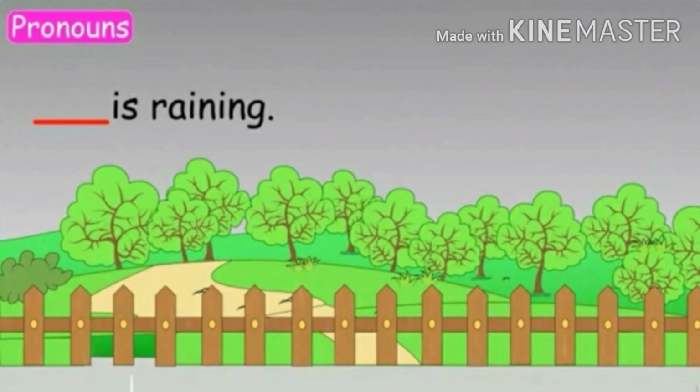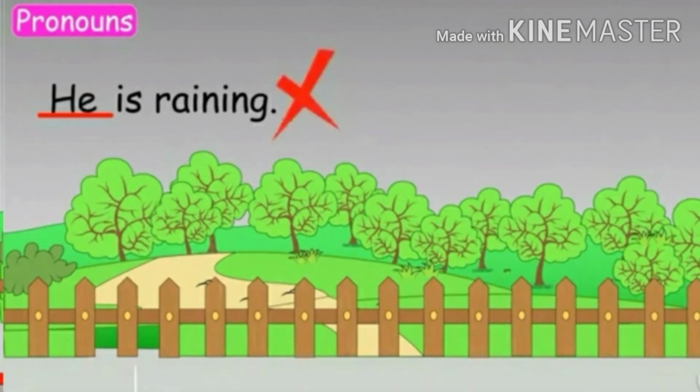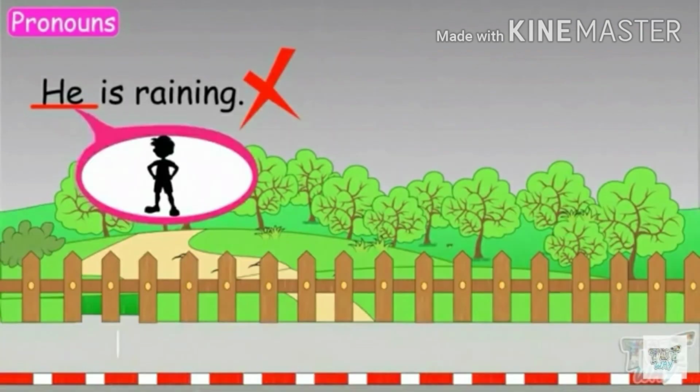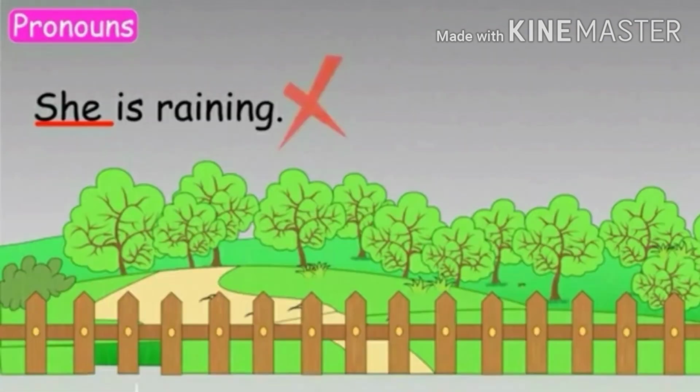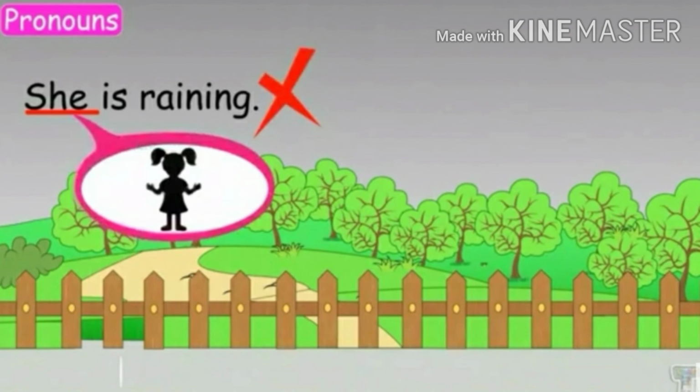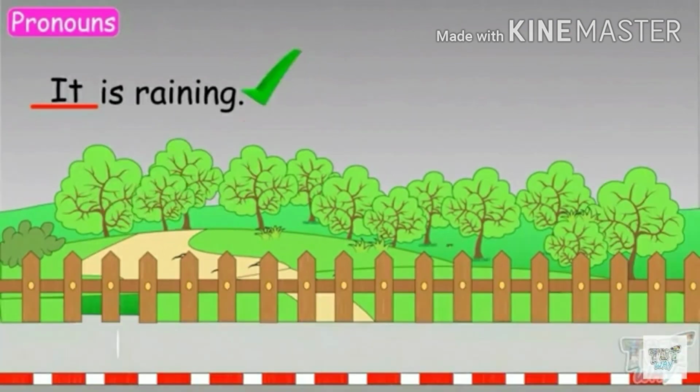Now the next one is "Dash is raining." Which pronoun is used here? "He is raining." No, it is wrong, because "he" is used for boys. So it will be "She is raining." No, it is wrong, because "she" is used for girls. So which pronoun is used here? "It is raining," because "it" is used in the place of any animal or thing.